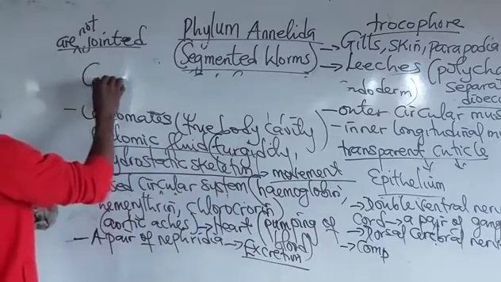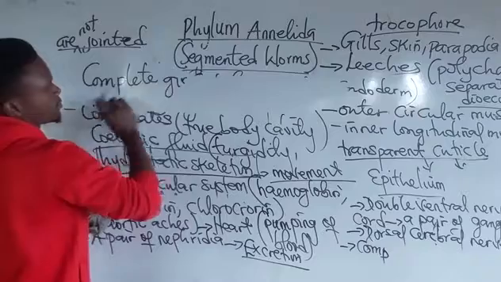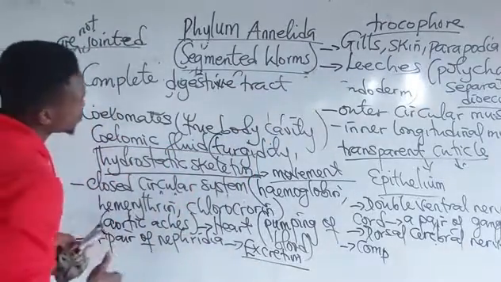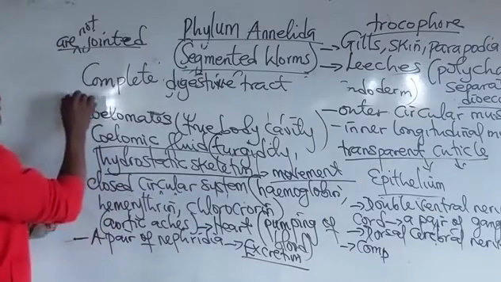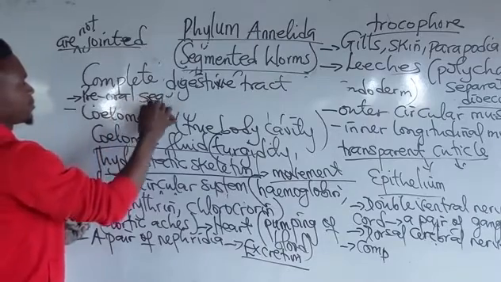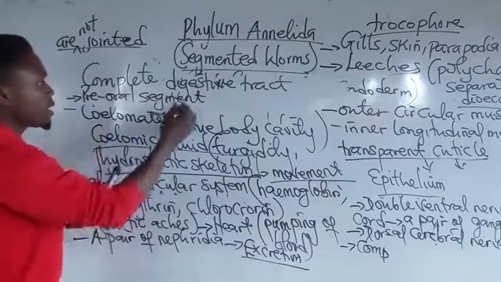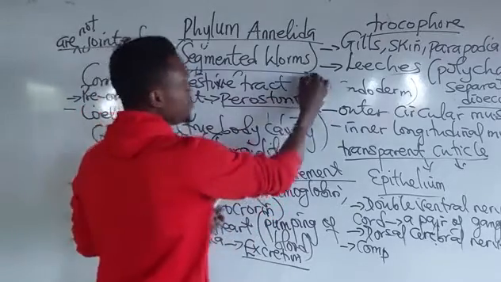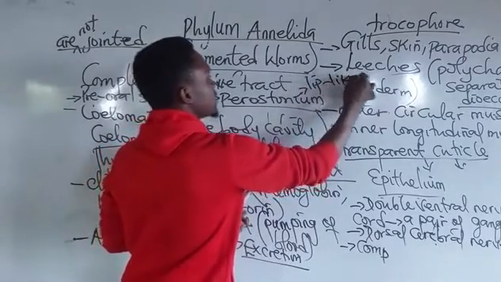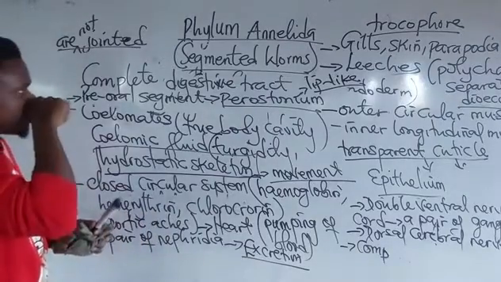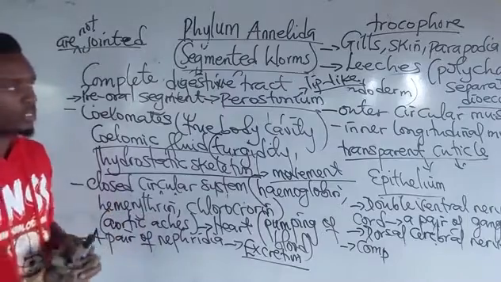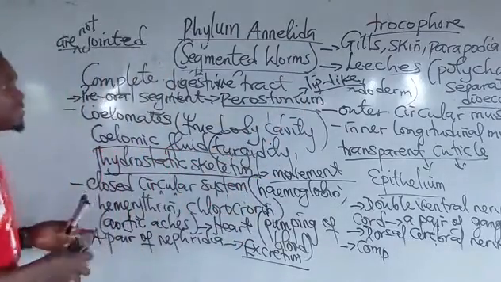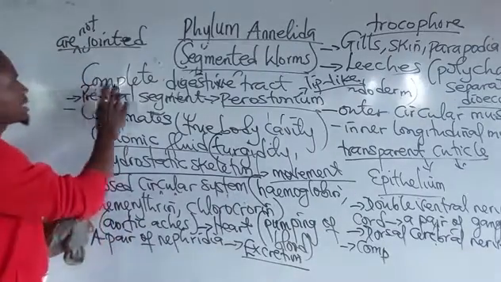They have complete digestive tracts: mouth and anus. And secondly, they have a pre-oral segment. The segment found before the mouth is called the peristomium. This peristomium can be described as a lip-like structure. They may ask you, the lip-like structure found before the mouth of an annelid is called which of these? It is called the peristomium. The peristomium is that pre-oral segment, that lip-like structure found in a given annelid.